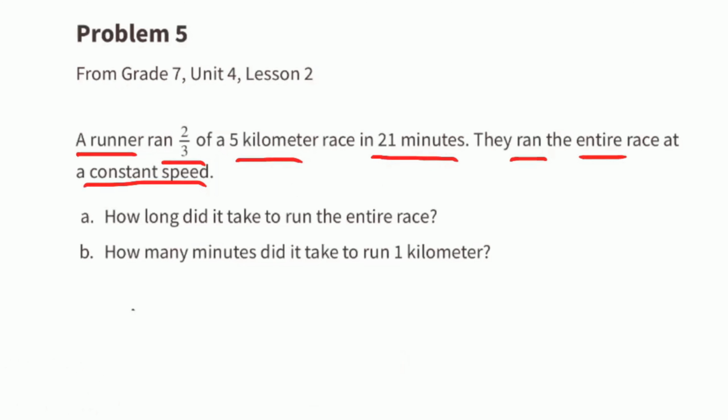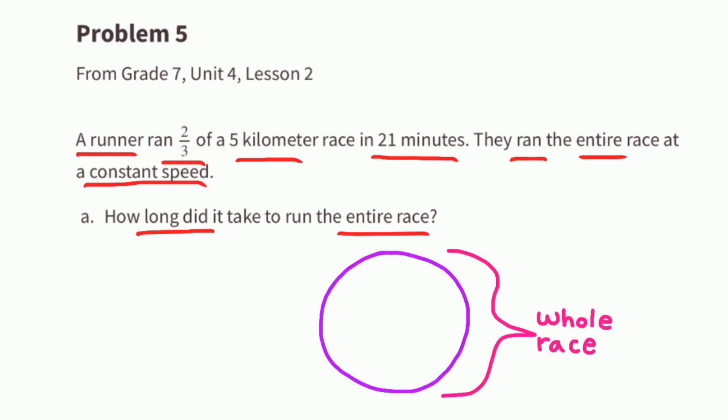Problem number 5, from 7th grade, Unit 4, Lesson 2. A runner ran 2/3 of a 5-kilometer race in 21 minutes. They ran the entire race at a constant speed. A. How long did it take to run the entire race?